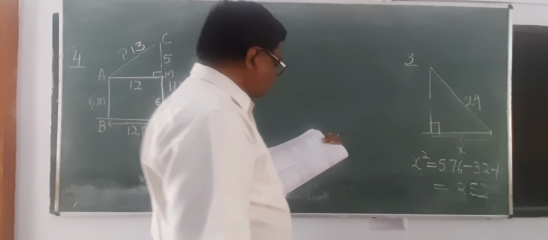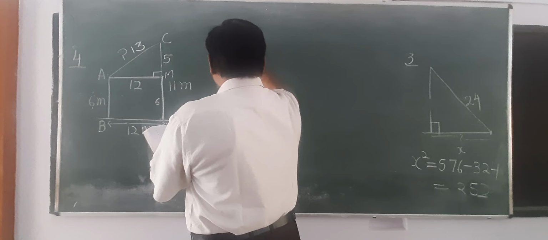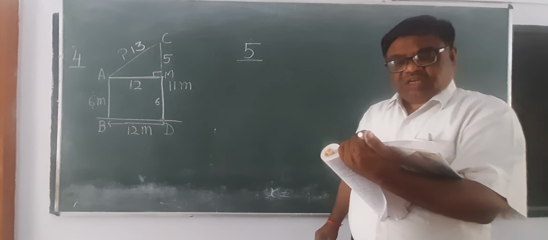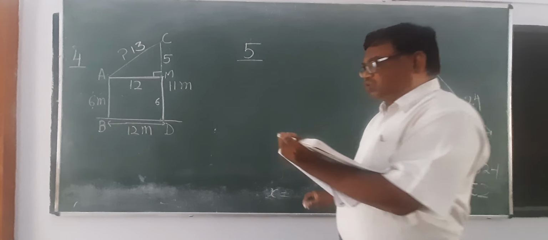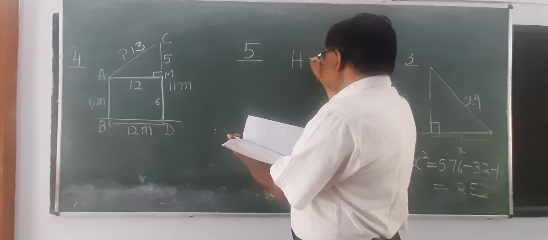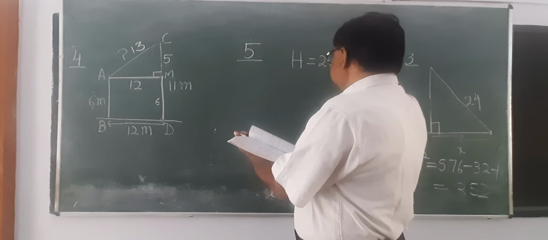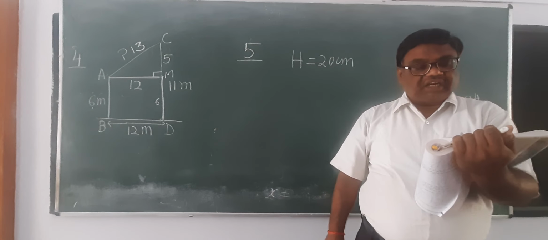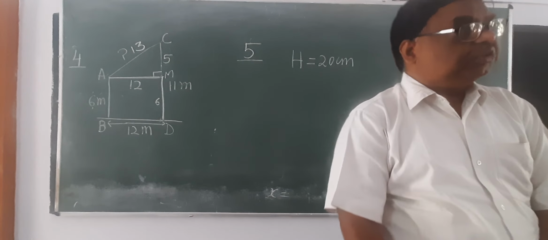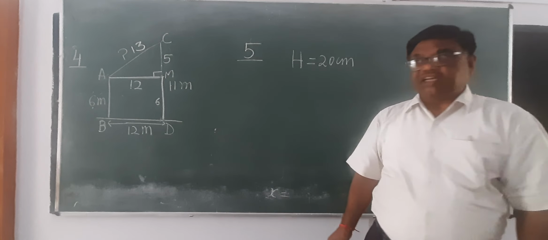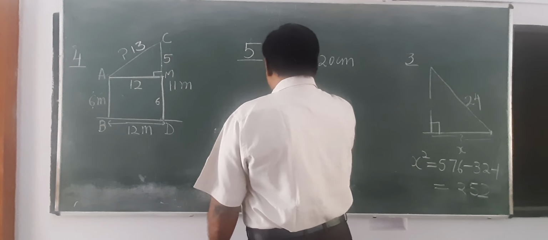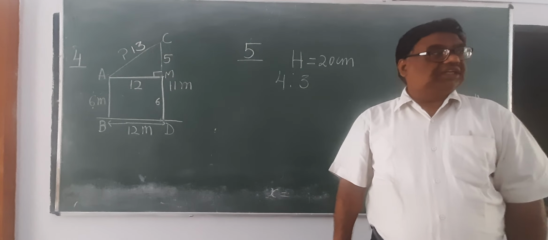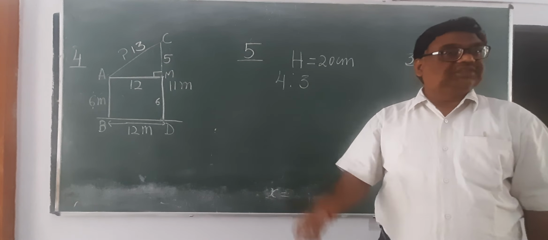Now see here, next question, question number 5. All of you see, next question. In a right angle triangle, hypotenuse is given how much? 20 centimeter. Hypotenuse is given 20 centimeter. And the ratio of the other two sides, which are containing the right angle, is given 4:3. So you assume you have to find these other two sides.